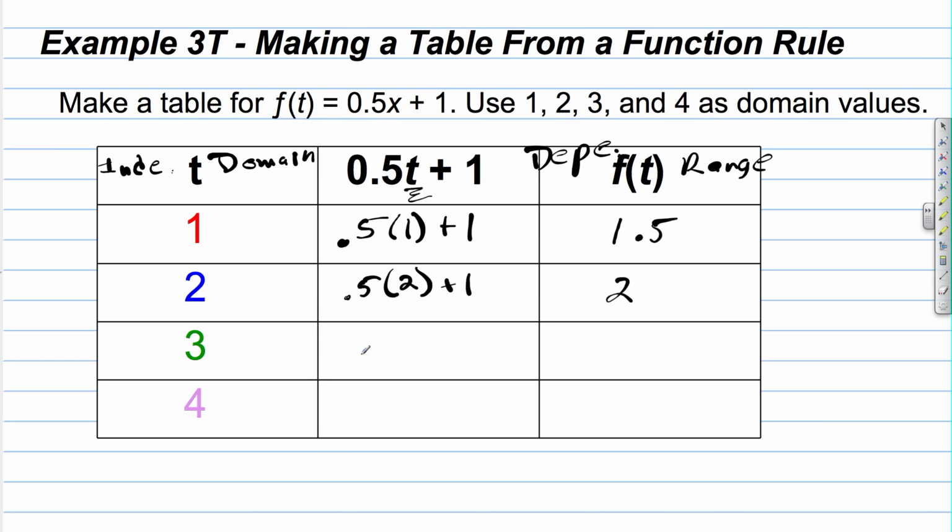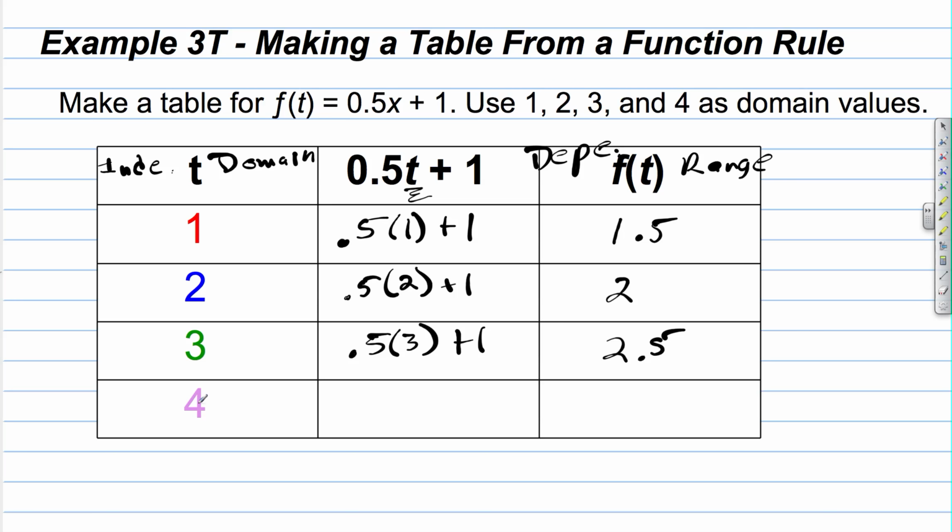Now watch what happens when we put in 3. Our independent variable is 3. What happens when I put 3 in? Well, first off, the t changes to a 3. We have 0.5 times 3. Now 0.5 times 3 is 1.5. And 1.5 plus 1 is 2.5. So when I put in 3, I got out 2.5.